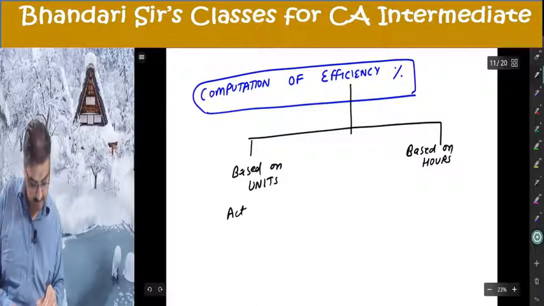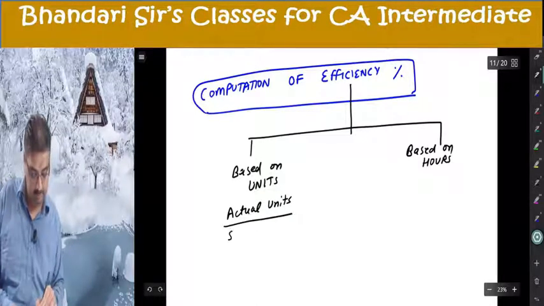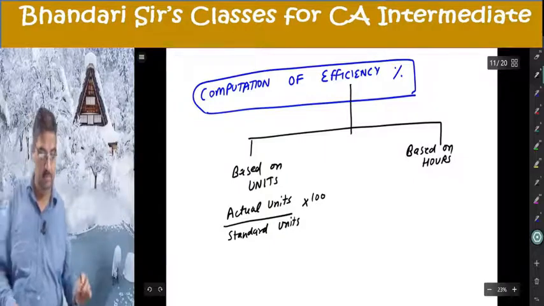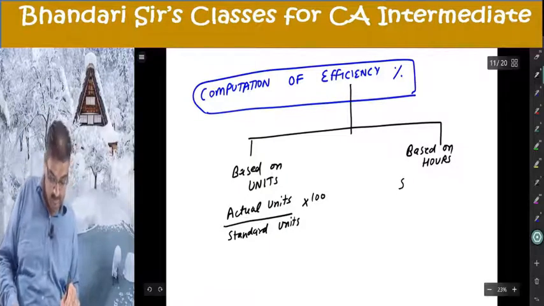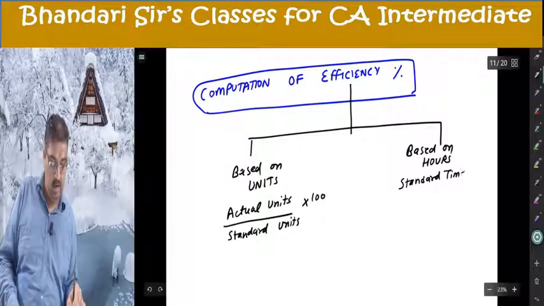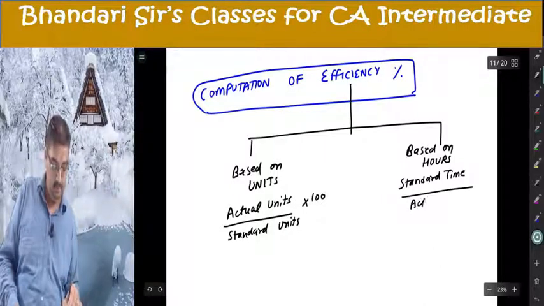This is actual units divided by standard units into 100. Based on hours, standard time divided by actual time into 100.